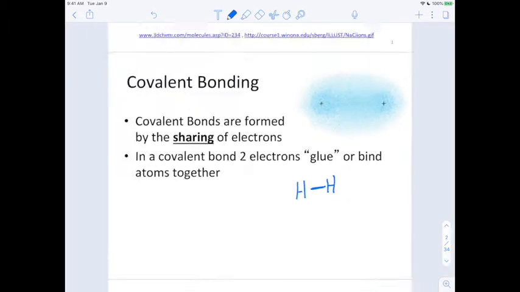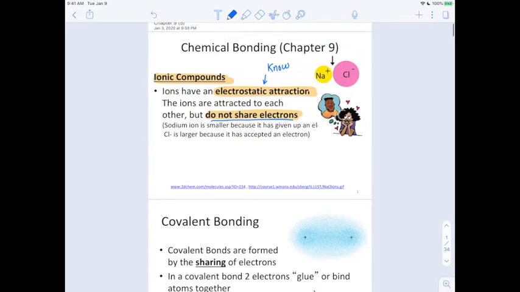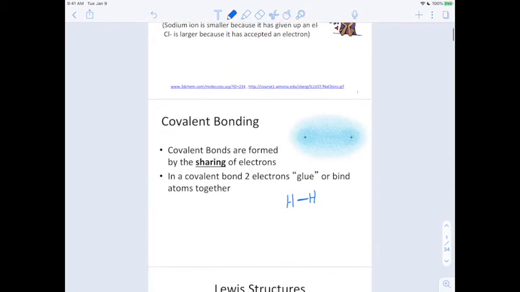So any questions on the difference between the covalent and the ionic bonding, where the ionic, they're just attracted to each other, they're kind of going steady, but they haven't made a commitment yet. And then the covalent, where they actually share electrons, they're truly bonded.